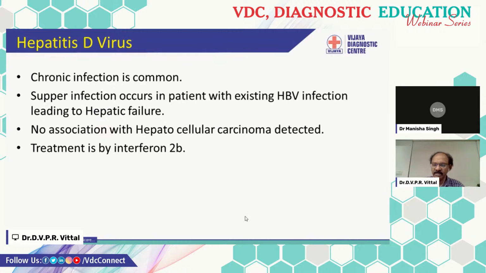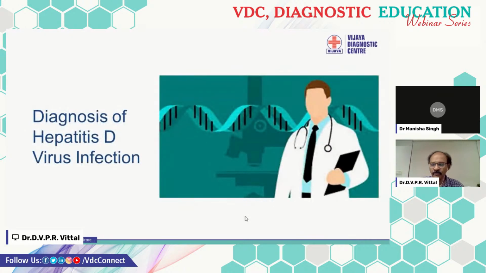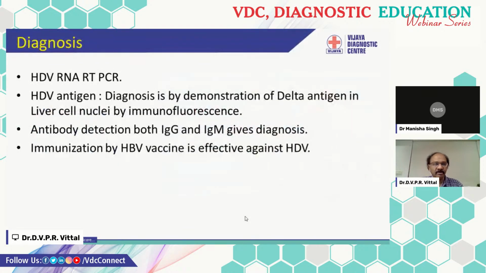Now, treatment is again with interferon. Now the diagnosis. Diagnosis is by HDV RT-PCR or HDV antigen. The antigen is demonstrated only in liver cells by immunofluorescence. Next is the antibody, where again the IgG antibody or the IgM antibody is detected and indicates the presence or absence of the infection.